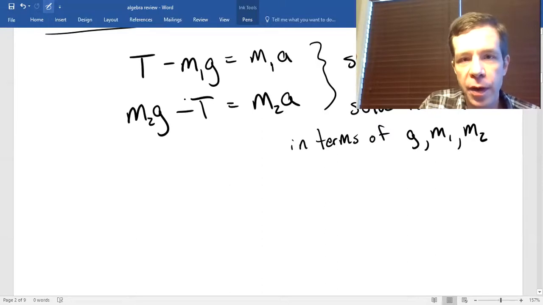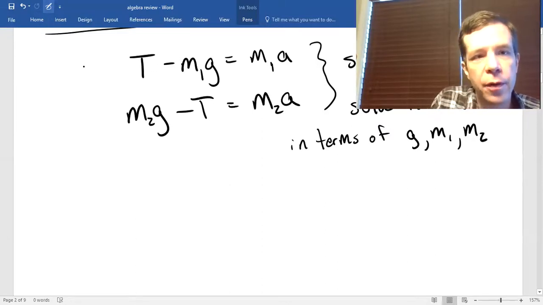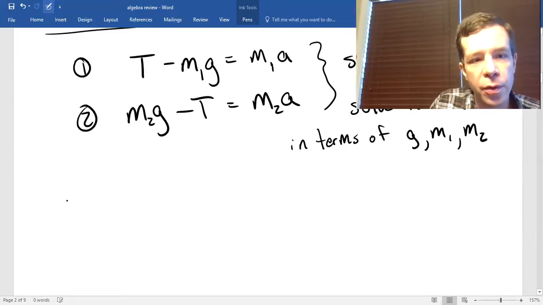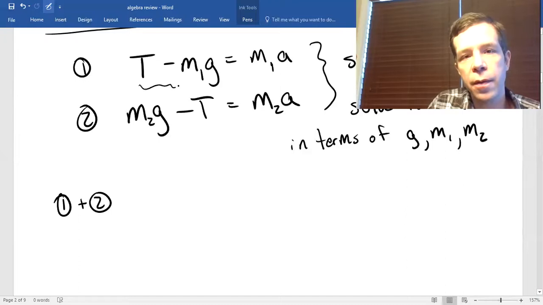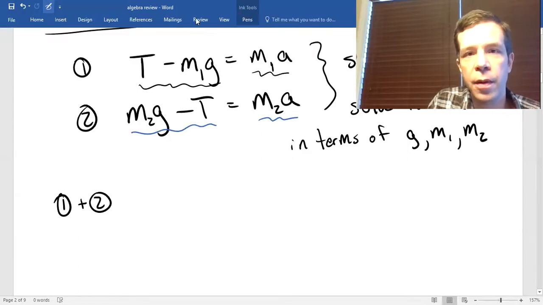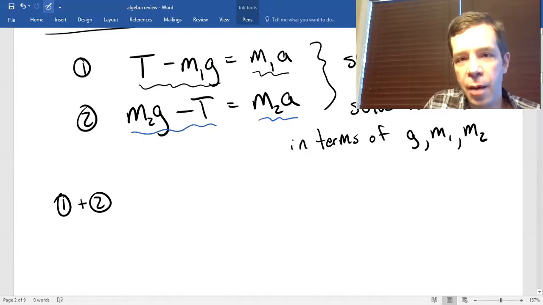For this particular equation, you can see that it would be pretty straightforward to add the equations. So if I call this equation 1 and equation 2, I can take equation 1 and equation 2, and I can add the left-hand sides and add the right-hand sides. If this is equal to this, and this is equal to this, then if I add both left-hand sides and I add both right-hand sides, they still have to be equal.